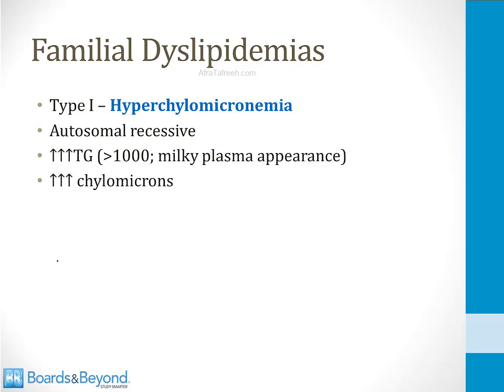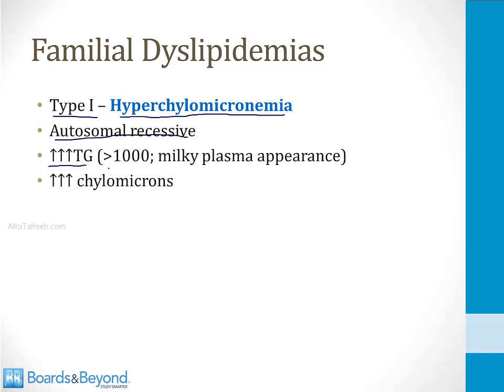These are very rare genetic syndromes that result in markedly elevated levels of plasma lipoproteins. And the first familial dyslipidemia is called a type 1 dyslipidemia, and it's also called hyperchylomicronemia because, as we will see, the chylomicrons are markedly elevated. This is an autosomal recessive condition, and children born with this condition have very, very high triglycerides.